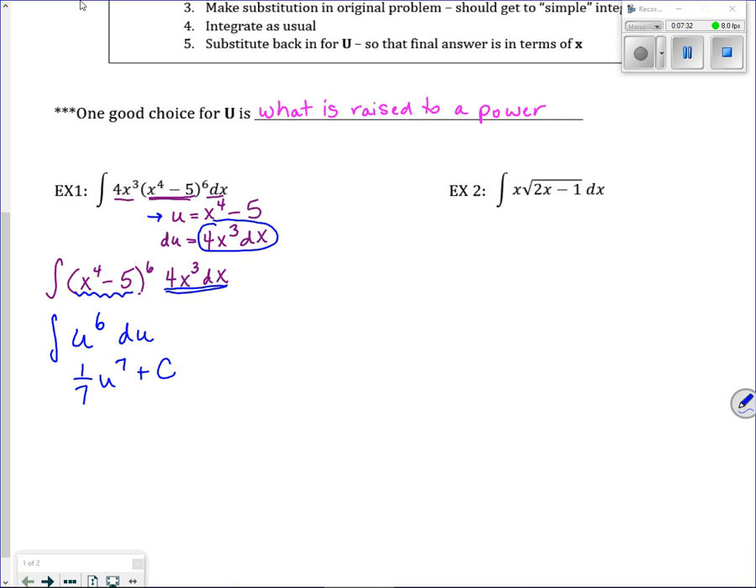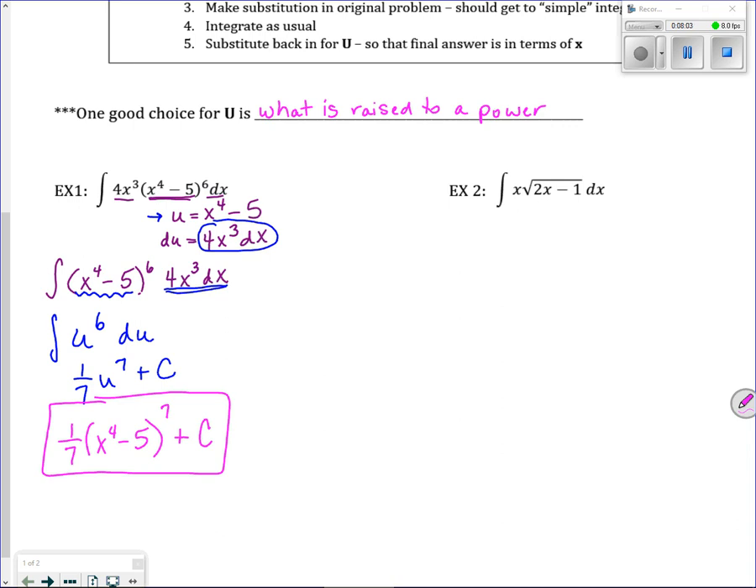My last thing is substitute back in for u so that the final answer is in terms of x. So my final answer would be 1/7. U was x to the 4th minus 5 to the 7th plus c. And that is my final answer right here. Okay?